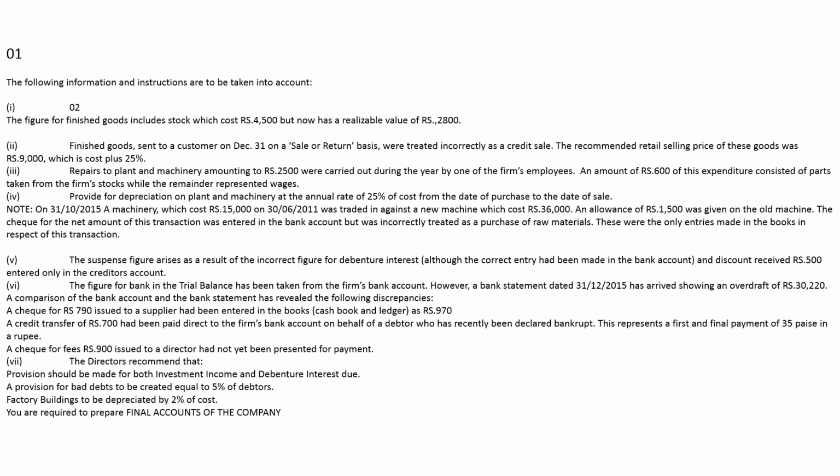A credit transfer of rupees 700 had been paid direct to the firm's bank account on behalf of a debtor who has recently been declared bankrupt. That is, from the debtor we have received a payment of rupees 700 in the firm's bank, who has recently been declared bankrupt. This represents a first and final payment of 35 paise in the rupee. So from the debtor, how much were we to get? We have got 35%. 35 paise in the rupee means 35%.